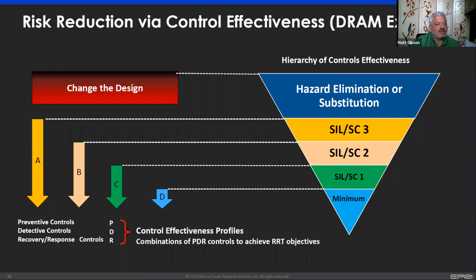This gives you a little idea of these risk reduction targets on an ABCD scale. Because they're qualitative in many ways, you can see that if your risk reduction target was an A, you would need to meet a SIL or systematic capability of 3 per IEC 61508. And if you needed more risk reduction than that, you would be challenged to eliminate the hazard, do something different entirely so that there's no hazard there, or substitute it with a less onerous hazard.